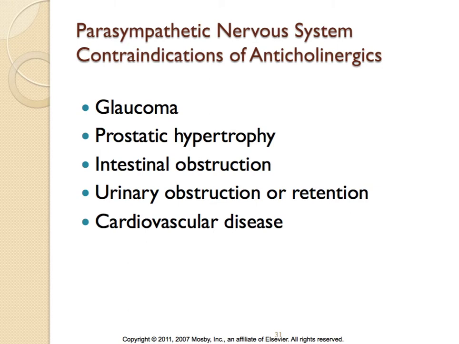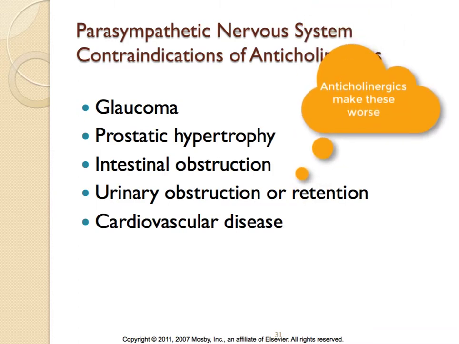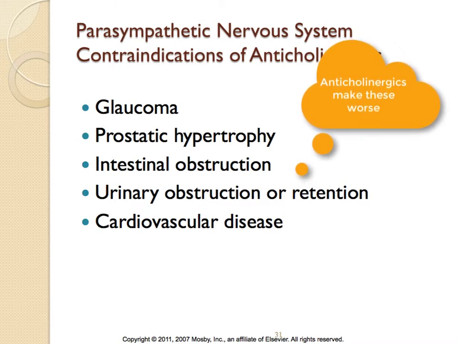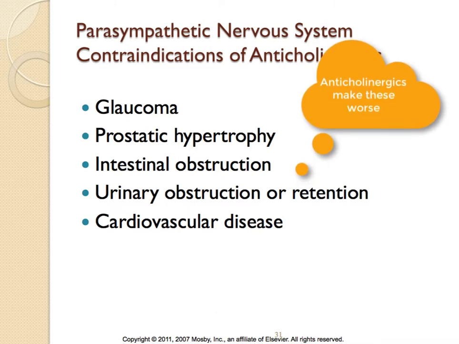So parasympathetic contraindications of anticholinergics. That's a mouthful. Okay, so here's some patients where you shouldn't be using anticholinergic agents. Patients with glaucoma, because they can have a rise in intraocular pressure in their eye. Anticholinergic agents can make urinary retention worse. So if you have a man with benign prostatic hypertrophy or BPH, they already have difficulty in urination, and giving these drugs will make it worse.